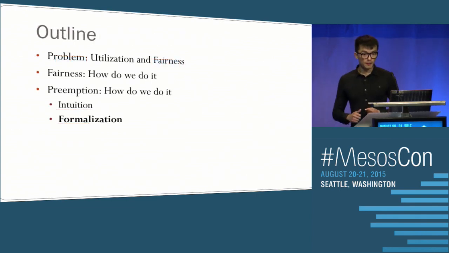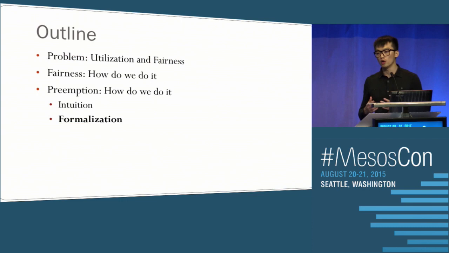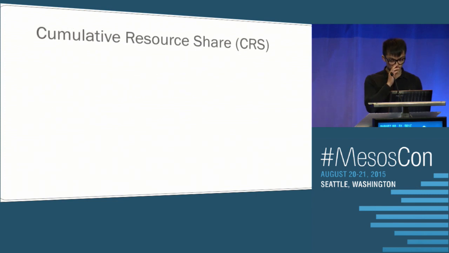So we've talked about intuition so far. We kind of know how we want to do the preemption. We kind of know what the score function looks like. And next, the thing I want to talk about is how do we formalize it? How do we actually express that in math and in computer science?